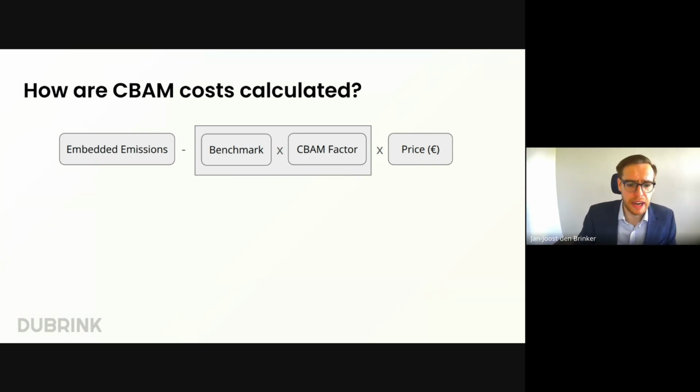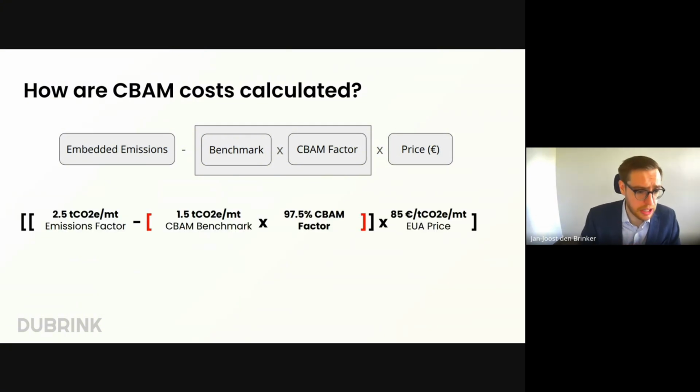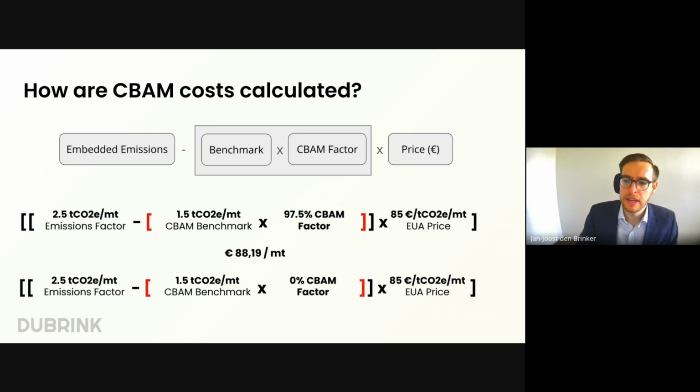Then there's the CBAM factor. The CBAM factor is a fixed percentage. It's going to be 97.5% all throughout 2026. So we can fill that out as a variable that's not changing. We have embedded emissions of 2.5. We have a benchmark of, let's say, 1.5. Then we have the CBAM factor, and then we have the ETS price of, in this case, 85. If we do this math and we use the brackets correctly, it works out to be 88.19 euro per metric ton.